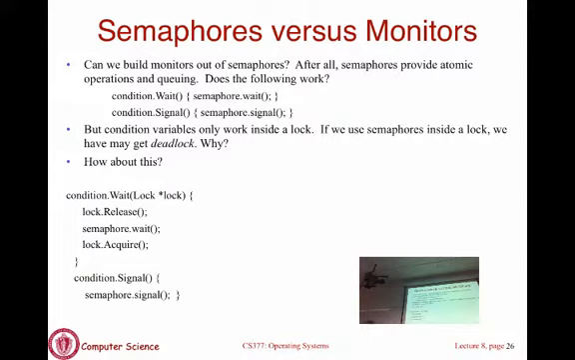Sorry, what did you say? You'll increment the count. Okay, so condition variable, we never said anything about a count. That's for the semaphore. What you said is true here: when you do signal, you'll increment the count. When you do wait, it will decrement the count. That's what semaphore wait and signal do.